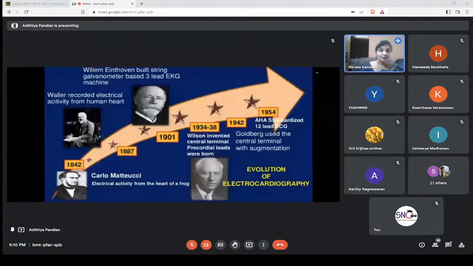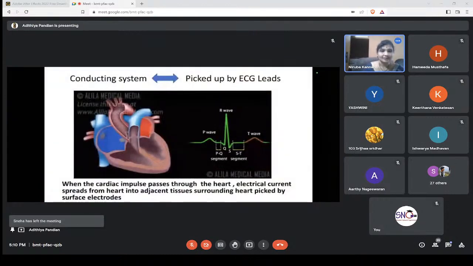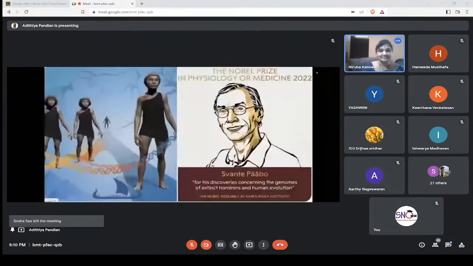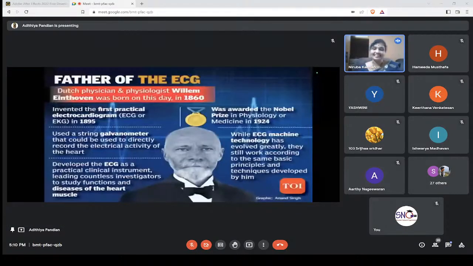Next slide. Okay. Now, this is a very beautiful evolution of ECG. Before the previous slide, yeah. Previous slide. The previous slide. Yeah. The evolution. The first person is on the next slide. Sorry for that. Whoever is operating, I'm not able to share from here.